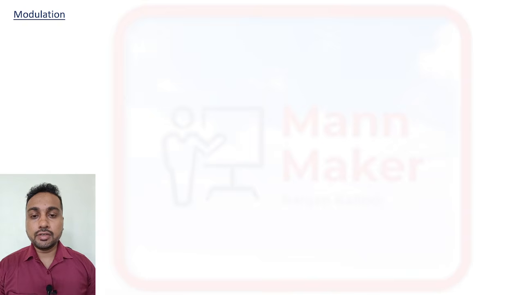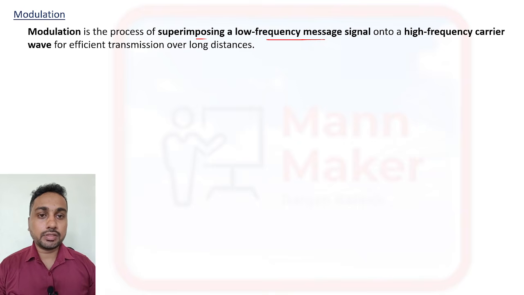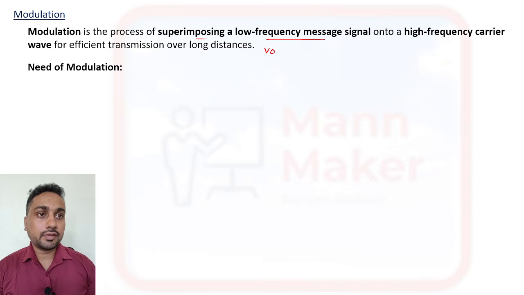So if we talk about modulation, modulation is the process in which a characteristic of a carrier signal is varied according to the message signal. Or you can say modulation is the process of superimposing a low frequency message signal onto a high frequency wave for efficient transmission over a long distance. Our voice is a low frequency voice signal.